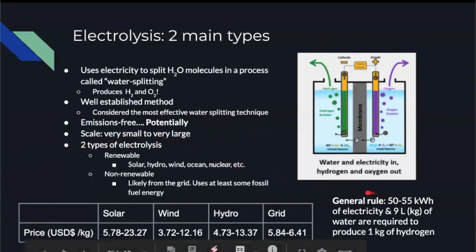Another interesting point that I have down here is a general rule for electrolysis is that it typically takes anywhere between 50 and 55 kilowatt hours of electricity and 9 liters or kilograms of water to produce 1 kilogram of hydrogen. We expect the electricity demand to go down as electrolysis technology improves, but unfortunately, 9 liters of water per kilogram of hydrogen will remain.